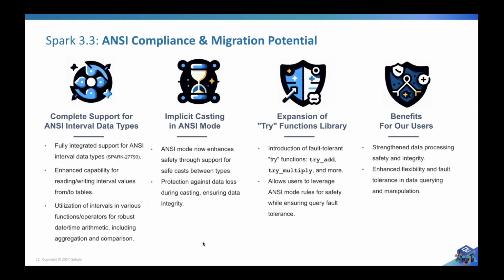Now, as I said, we will talk more on ANSI compliance and migration potential. So what are those? Basically, there are a couple of them. One of them is ANSI interval data types. So what used to happen earlier was the interval data type was broken. One is it couldn't be persisted, and second, it was not comparable.